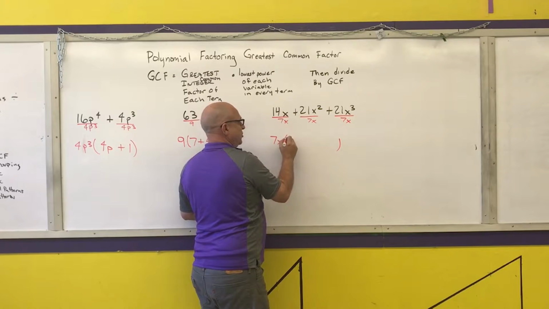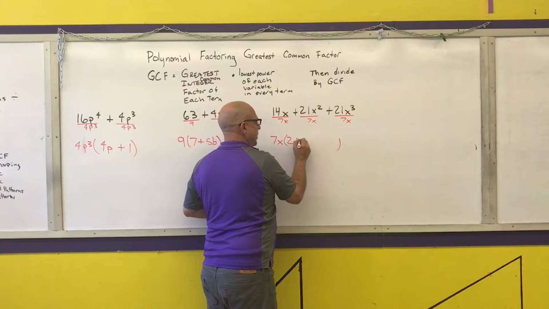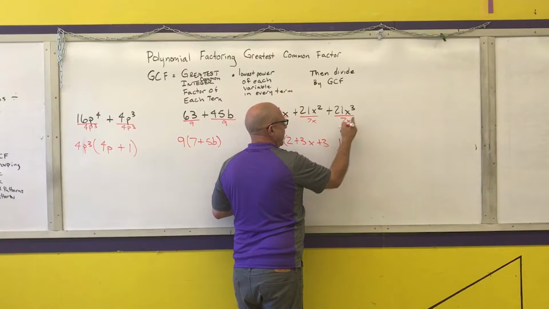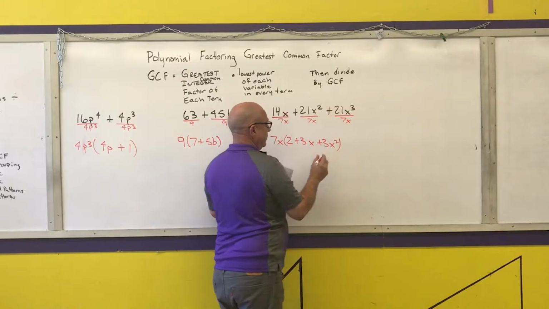14 divided by 7 is 2. X divided by x is 1. 21 divided by 7 is 3. X squared divided by x is x. 21 divided by 7 is 3. X cubed divided by x is x squared.